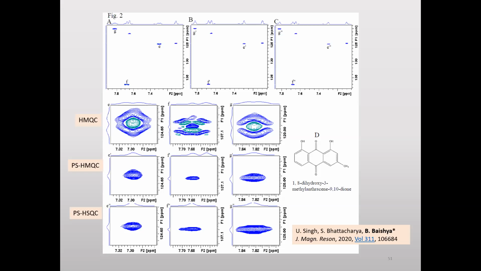And now if we go to the pure shift HMQC cross peaks, we can see that the multiplets are reduced to singlets in either dimension, F1 as well as F2. And then we also compare this with the pure shift HSQC reported by Professor Murray's group. And you can see that the pure shift HMQC is almost equivalent to pure shift HSQC.